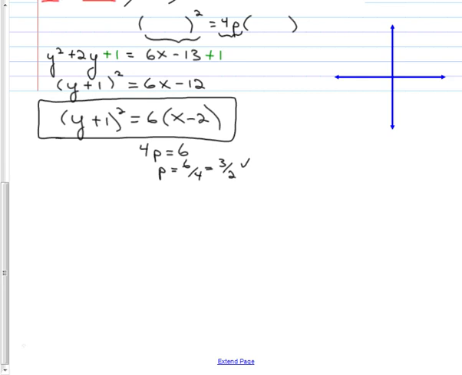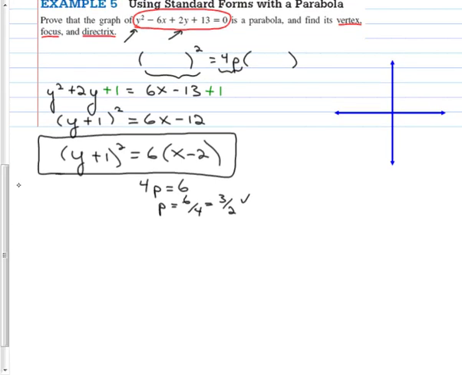Let's start with the vertex. They wanted us to find the vertex. Well, I can read it right from my equation. 2, we have to start with our x, negative 1. 2, negative 1. There's my vertex. Now I'm going to do a little graph at this point. My vertex is right over here at 2, negative 1.